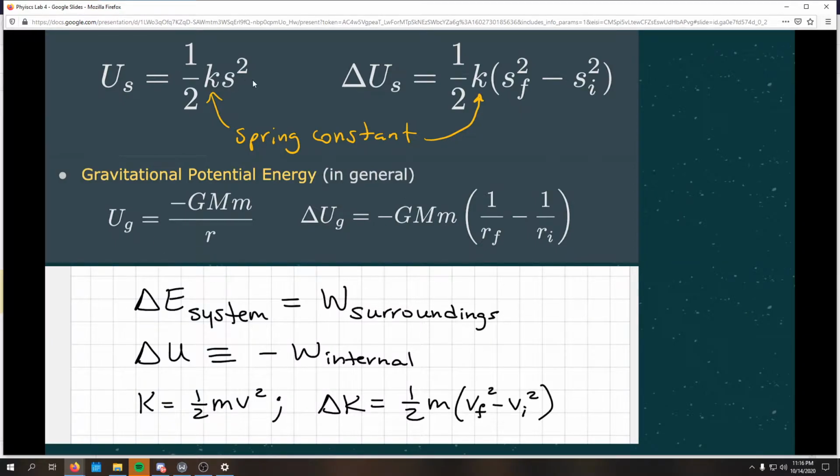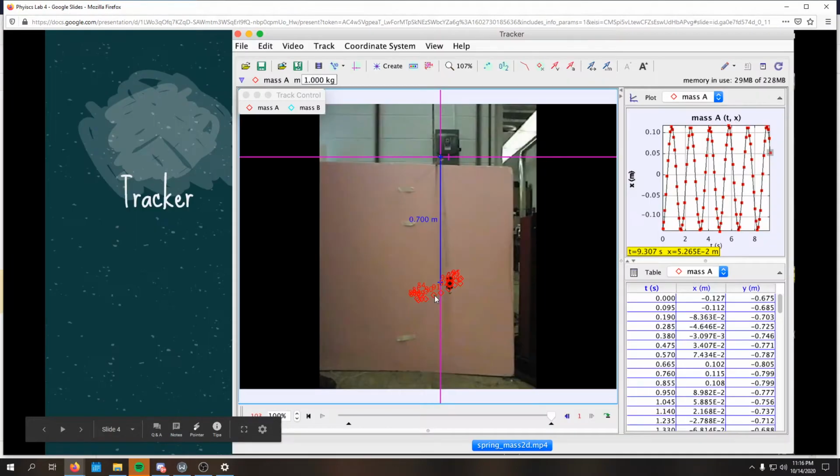And so these are the formulas that we use to calculate each of those respective energies. So here is the spring potential energy, with K being the spring constant and S being the difference between the length and the relaxed length. And then here is the gravitational potential energy formula that we use, and here is also the kinetic energy formula that we ended up using.